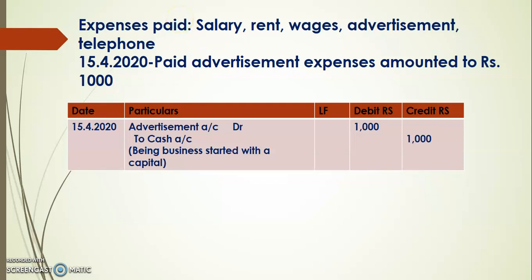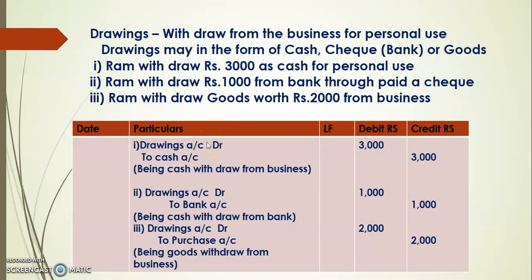So here also we have to debit the name of the expenditure: advertisement, salary, wages. All these expenses must be debited. So advertisement account debtor to cash. If you pay salary, salary account debtor to cash. If you pay rent, rent account debtor to cash. Like that you can make journal entries for expenditure.